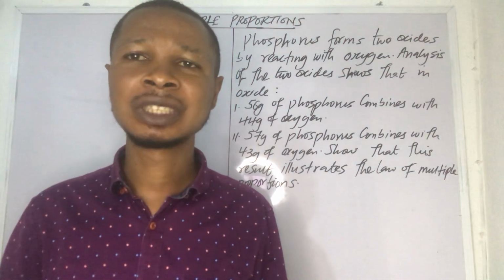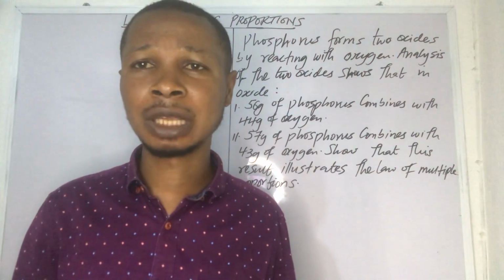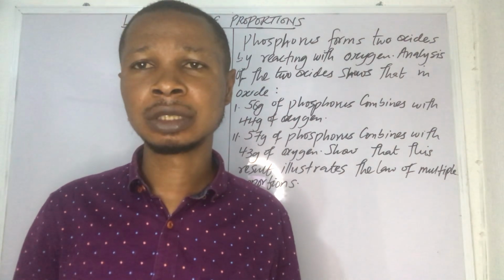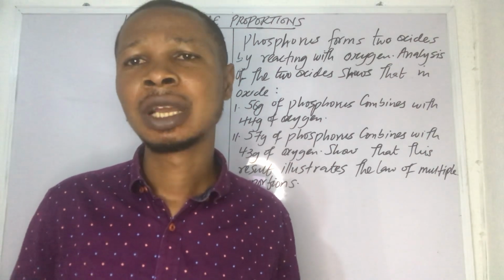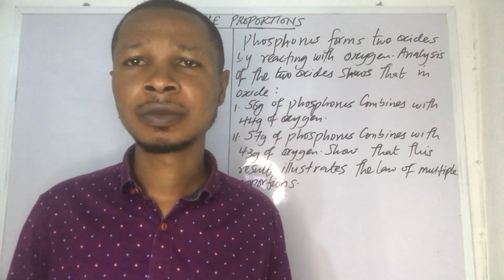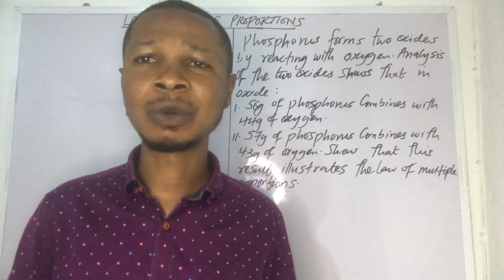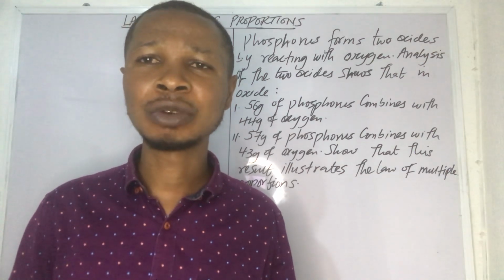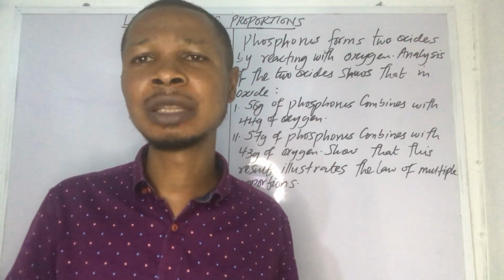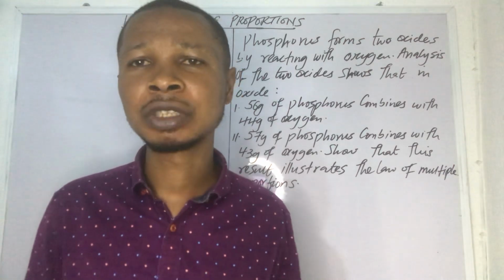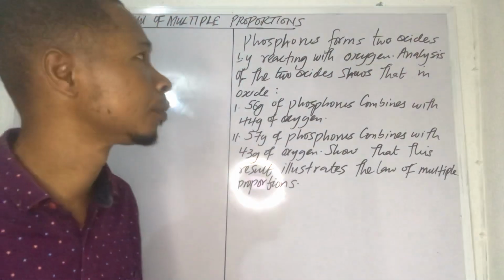The law of multiple proportion states that if two elements combine together to form more than one chemical compound, the masses of one of the elements which combine separately with the other element are in a fixed whole number ratio. The law states that the masses of one element which combine with a fixed mass of the other element are in a simple whole number ratio. We want to use this calculation to verify the law of multiple proportion.